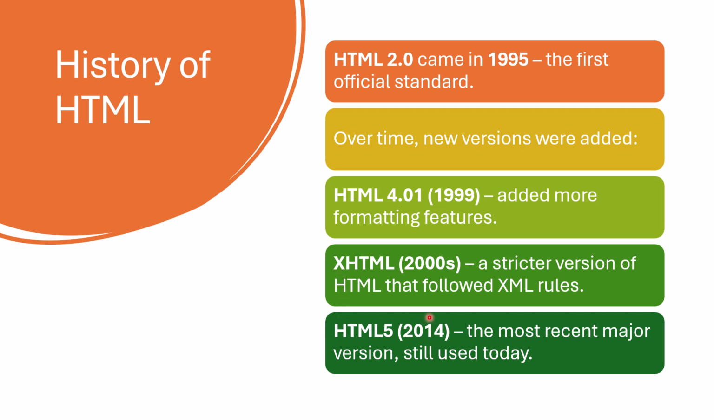And then we have HTML5, which is in 2014. So this is the more modern standard, and it works well with search engines. So search engines are now looking for more semantic type of web pages. So this is the most recent major version and still used today.